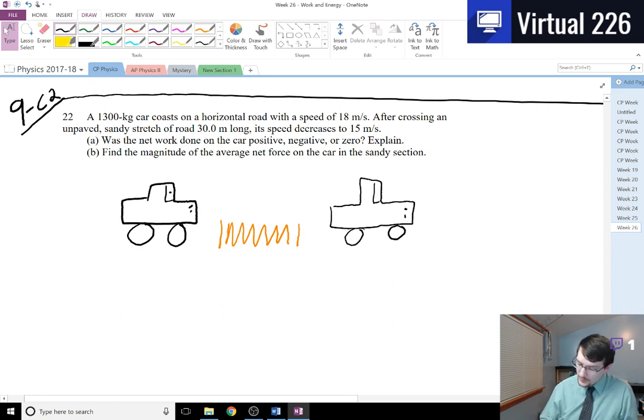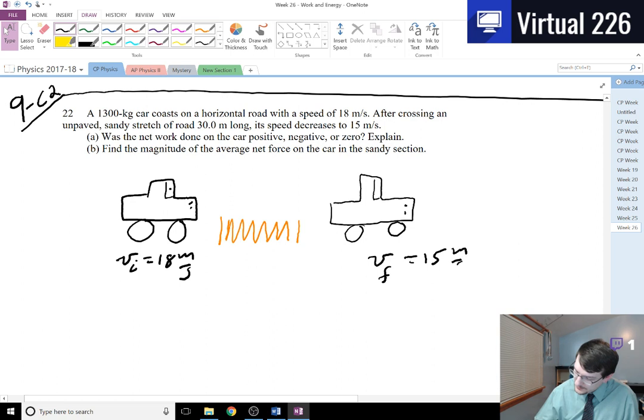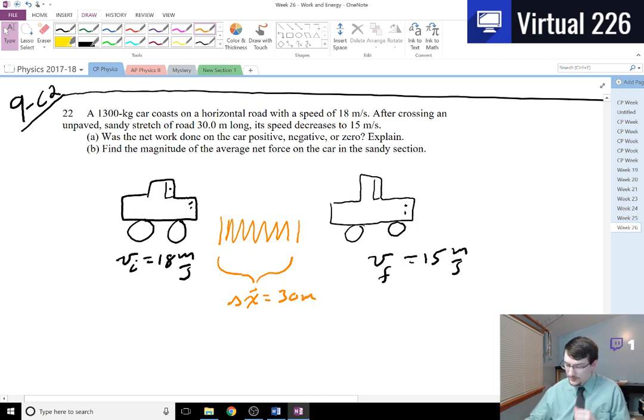We know initially this car has a velocity of 18 meters per second. At the end it has a velocity of 15 meters per second. So we know this car is going to slow down. We also know that our sandy road has a displacement of 30 meters. And I guess we'll just tack it up for good measure: the mass of our car is 1,300 kilograms.